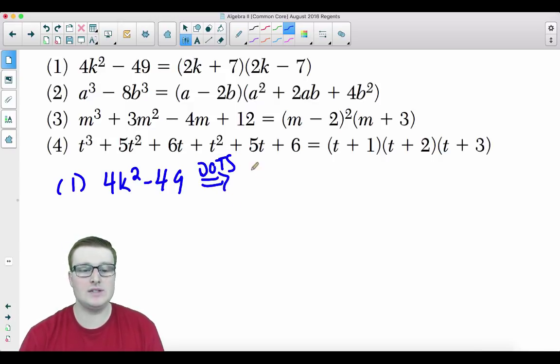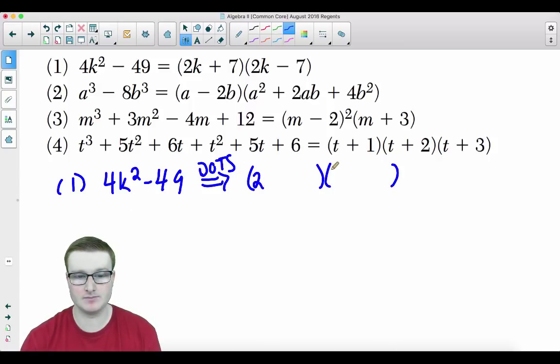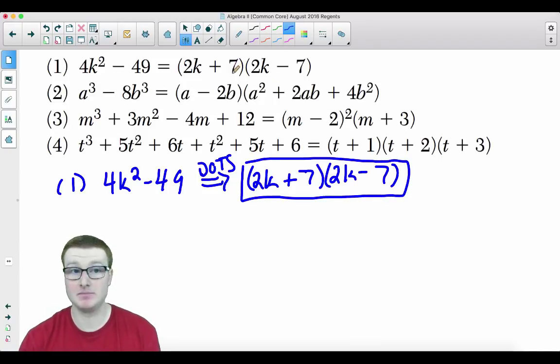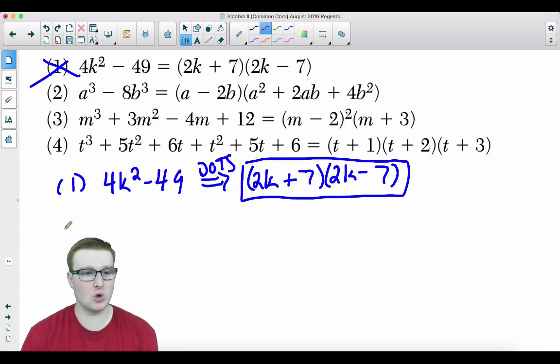When you take the square root of each, the square root of 4 is 2. The square root of k squared is k. The square root of 49 is 7. Put a plus and minus in between. That's your answer. Does it match up here? Yes, it does. So that is correct. We're looking for the one that's incorrect. Let's take a look at choice 2.